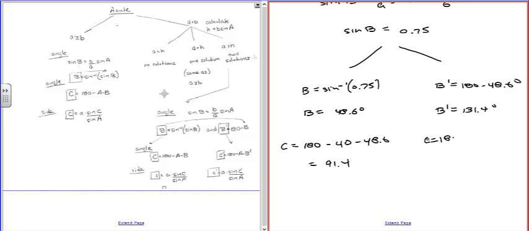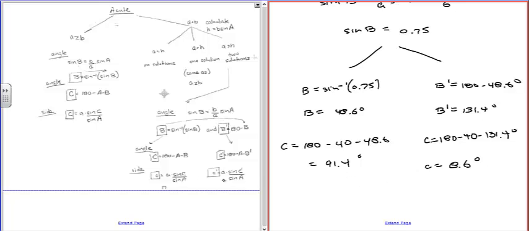And you do the same thing over here: 180 minus 40 minus 131.4. It should be a small angle, but it is positive. Okay, so that's angle C.